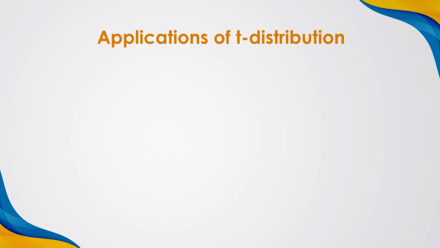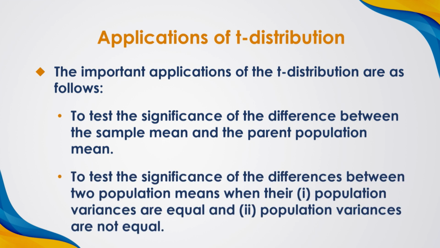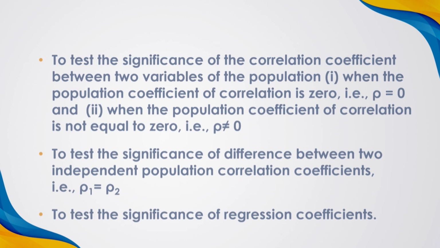Applications of t distributions: the t distribution has a good number of applications. The important applications among them are that it will test the significance of the difference between the sample mean and the parent population mean. It will test the significance of difference between two population means when their population variances are equal as well as when population variances are unequal.